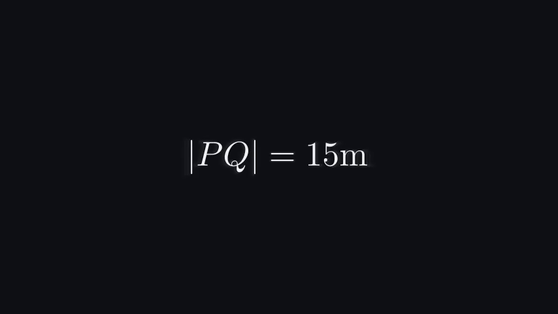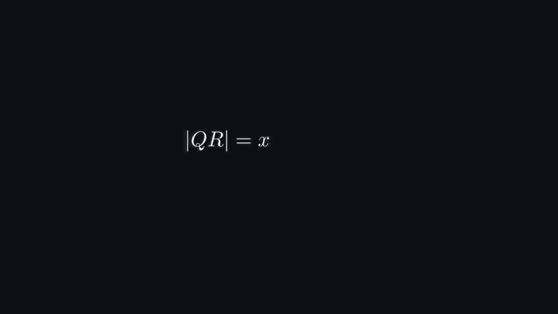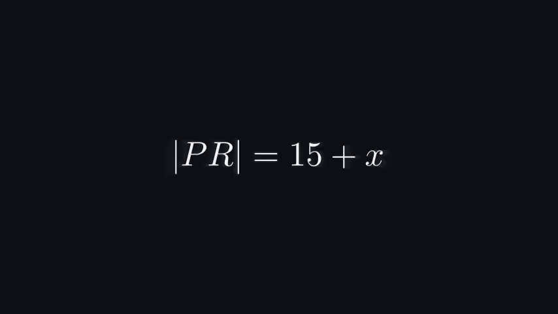The question says P and Q are 15 meters apart. So we label length of PQ equals 15 meters. Length of QR equals X. Length of PR equals length of PQ plus length of QR. We do not know the distance from Q to the foot of the tower, R. So we call this distance X. Since P, Q, and R lie on the same straight line, the distance from P to R is 15 plus X.